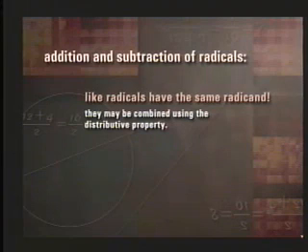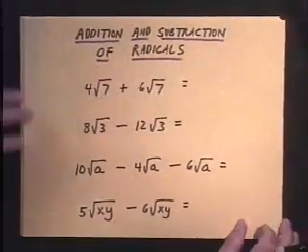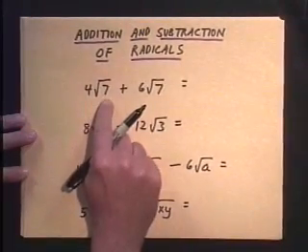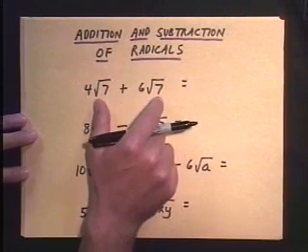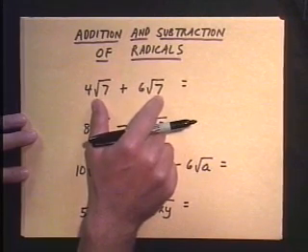Did you know that like radicals have the same radicand? And remember, that's the part that's underneath the radical. If they have the same radicand, they may be combined using our friend the distributive property. So let's go to some examples of that. In the first example here, we have 4 times the square root of 7 plus 6 times the square root of 7. So notice they have that commonality there, that common square root of 7.